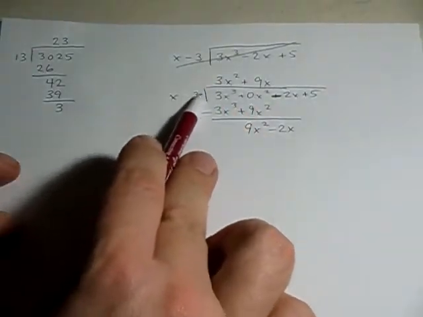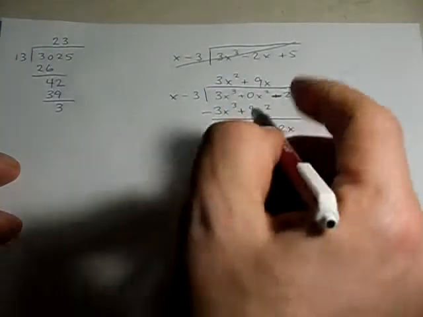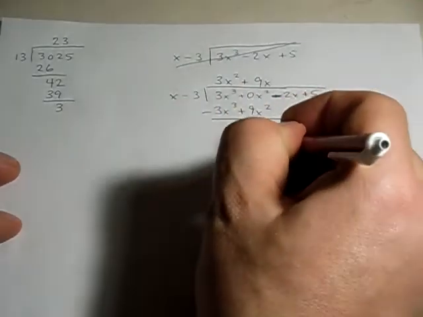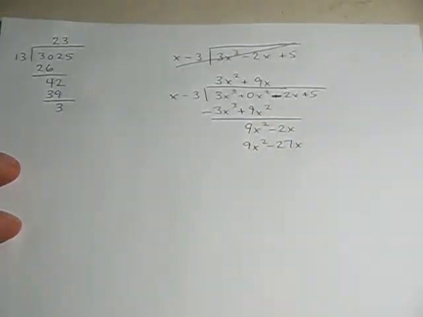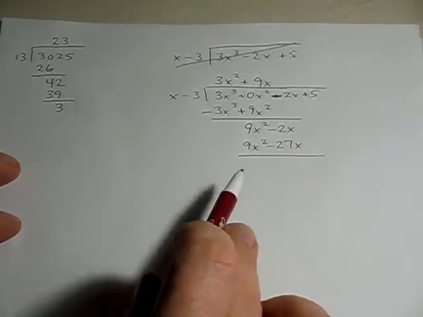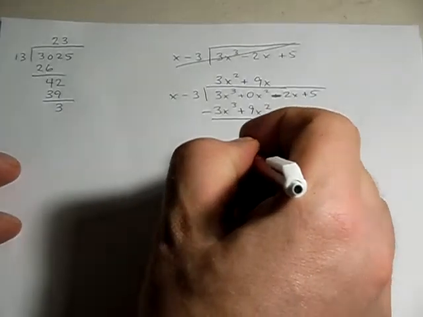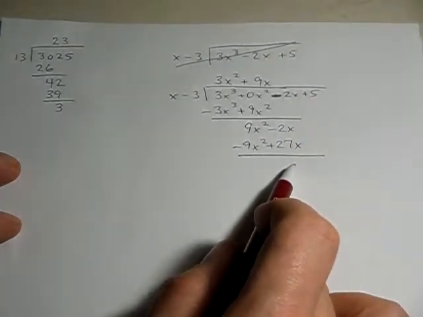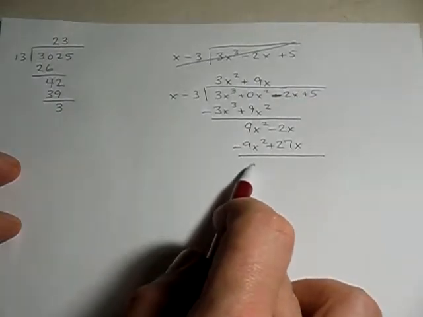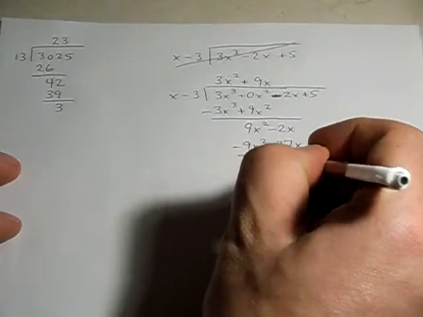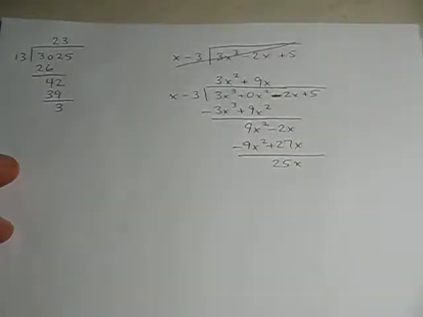9x times x minus 3. 9x times x is 9x squared. 9x times negative 3 is negative 27x. And now subtract, and in order to subtract with polynomials, I strongly recommend that you distribute a negative. Then you can just simply combine like terms. So the x squareds will cancel. Negative 2x plus 27x is a positive 25x. And now we have to do this cycle one more time.